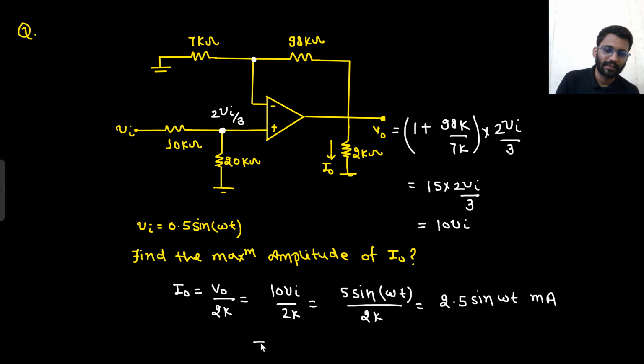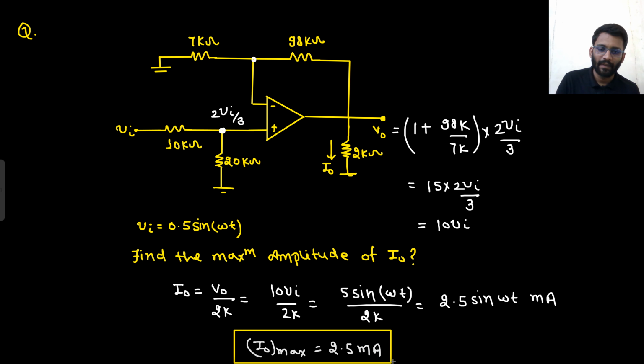So what is your I naught max? Your I naught max is 2.5 milliampere. That's it. I naught is 2.5 milliampere.